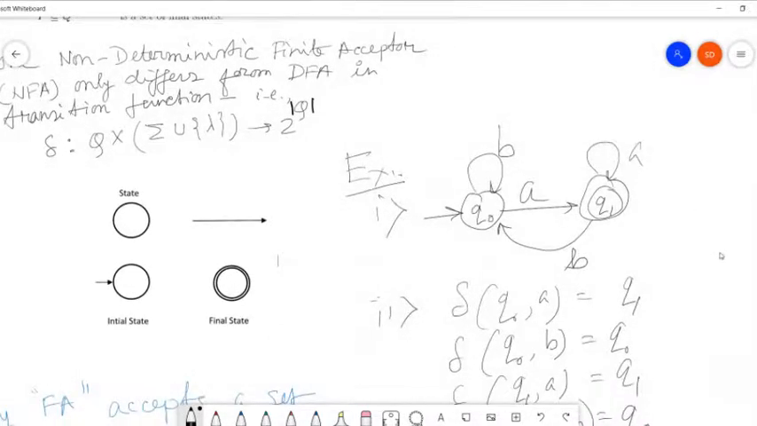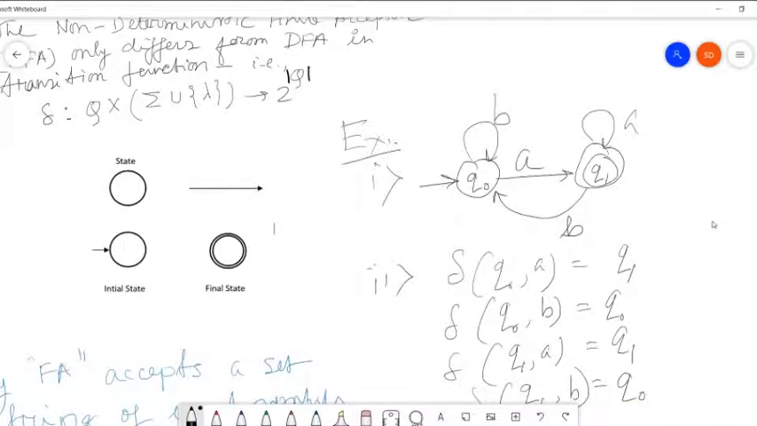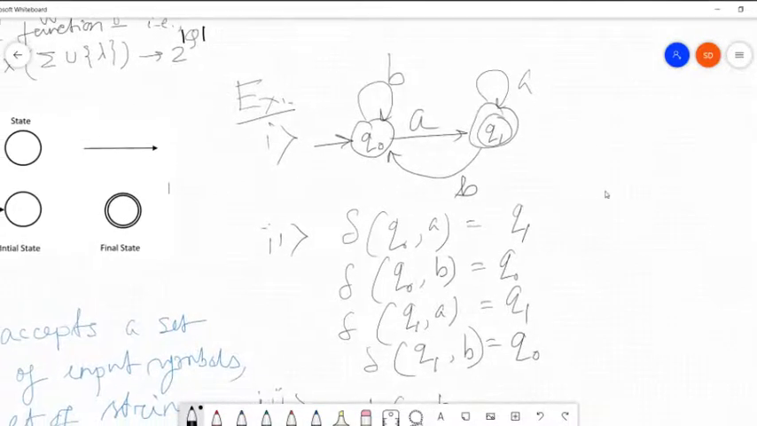It will be better represented in a transition diagram. In the transition diagram, the state is represented by a circle. The initial state is indicated by an arrow, and the final state is represented by a double circle. A transition is represented by an arrow. The head of the arrow indicates from which state to which state it will go upon accepting a symbol. So you can see an example here.